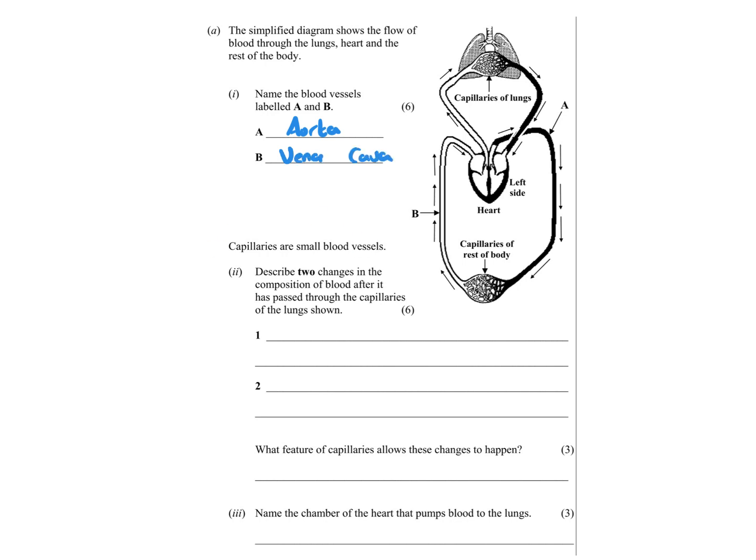Down here, capillaries are small blood vessels. Describe two changes in the composition of blood after it has passed through the capillaries of the lungs shown. So we can say that the amount of oxygen will increase because it's going to diffuse from the lungs into the blood, and the amount of carbon dioxide will decrease.